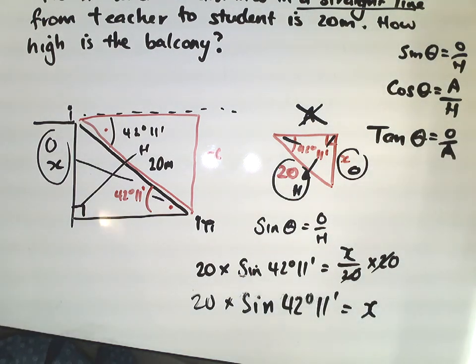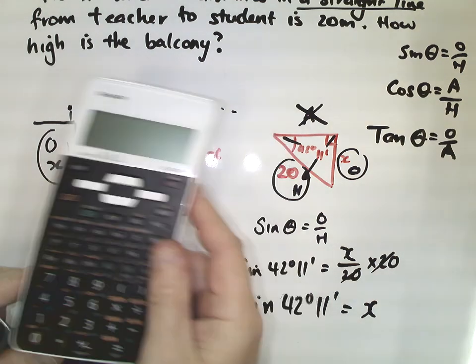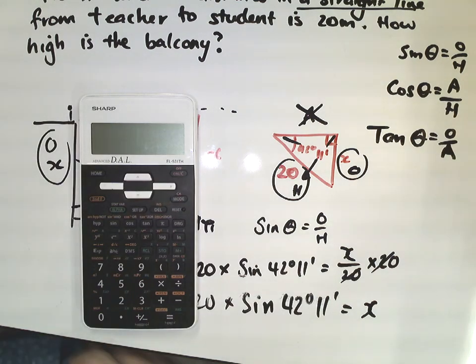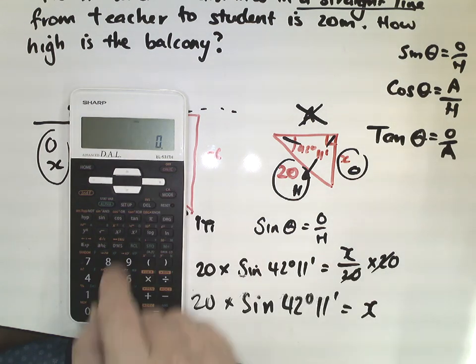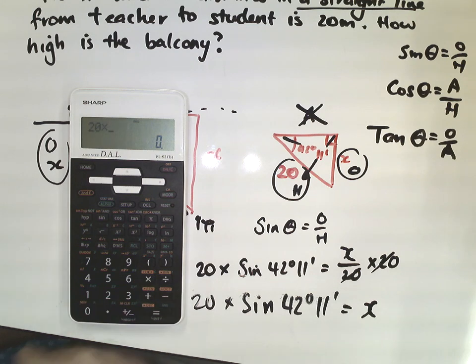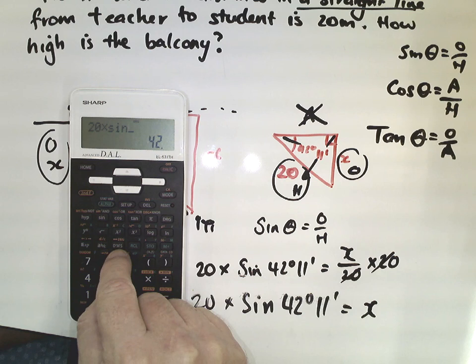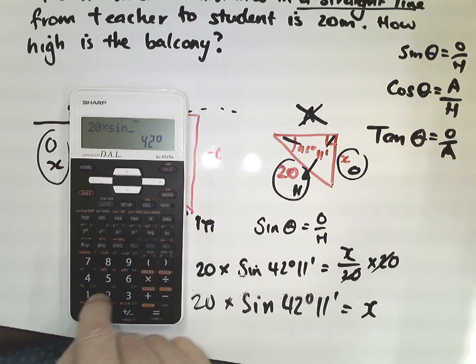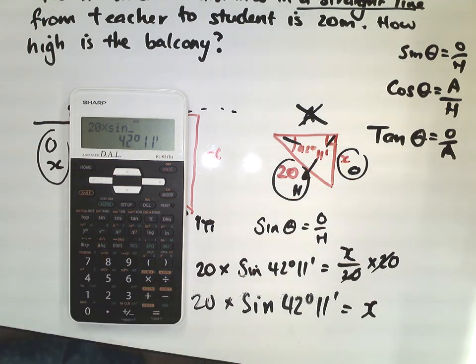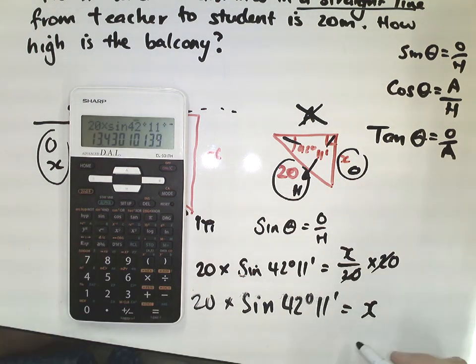Now there's just a couple of things that I want to do when I'm using the calculator here. So how do we get 42 degrees and 11 minutes? Well, first off, turn it on, check for degrees, 20 times sine, and then I want 42, and this is where we press our degrees, minutes, seconds button, and watch what happens. We get 42 degrees, and then I type in the 11, and I press that again, and I get 11 minutes. Pressing the equals button tells me that our value for x is 13.34 meters, of course, because that's how high our balcony is.